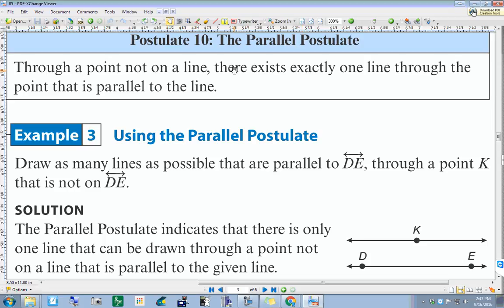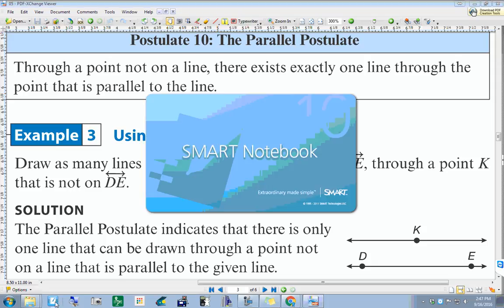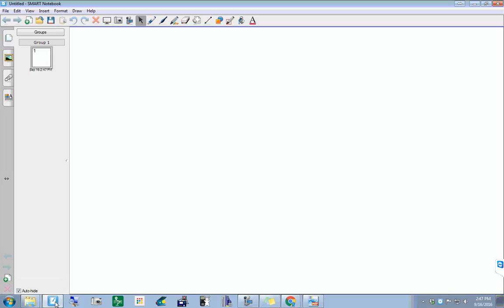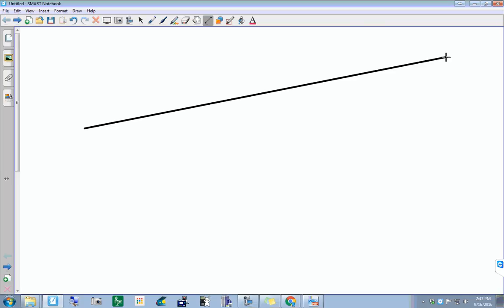Through a point not on a line, there exists exactly one line through the point that is parallel to the line. Did you get that? A riddle? You like riddles, huh? Okay. Oh, riddles are fun. Except in math, we don't have any riddles. We have facts. That's all we have. So, I'm going to make a line. So there's a line, and there's my point.